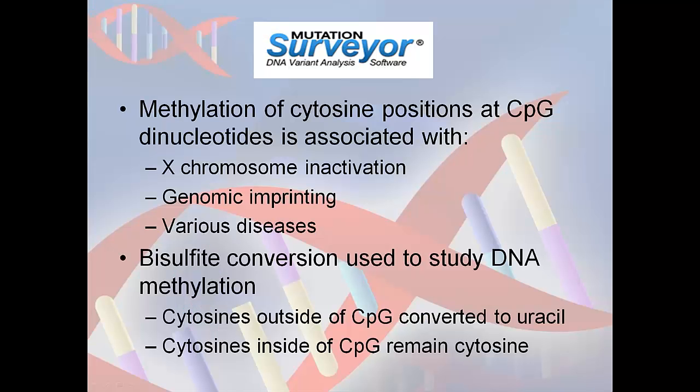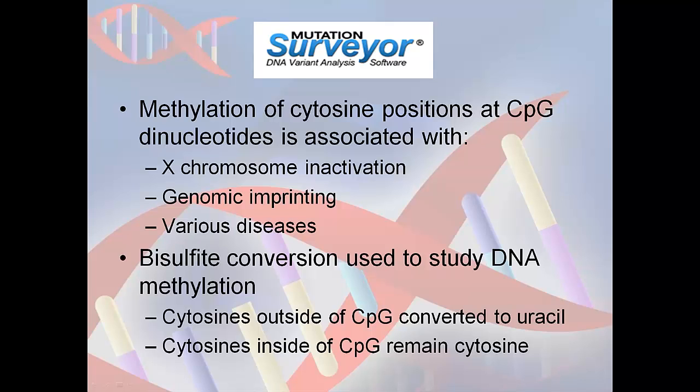Methylation of DNA at cytosine positions of CpG dinucleotides is associated with developmental factors such as X chromosome inactivation, genomic imprinting, and various diseases such as cancer. Bisulfite conversion has become the most widely used technique for studying DNA methylation, which chemically converts non-methylated cytosines to uracil while leaving methylated cytosines unaffected.